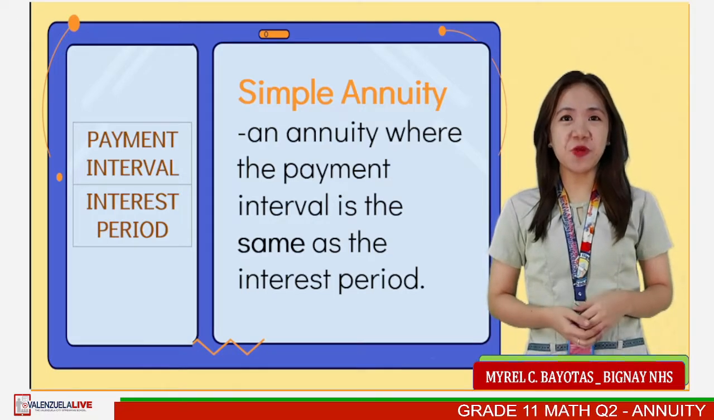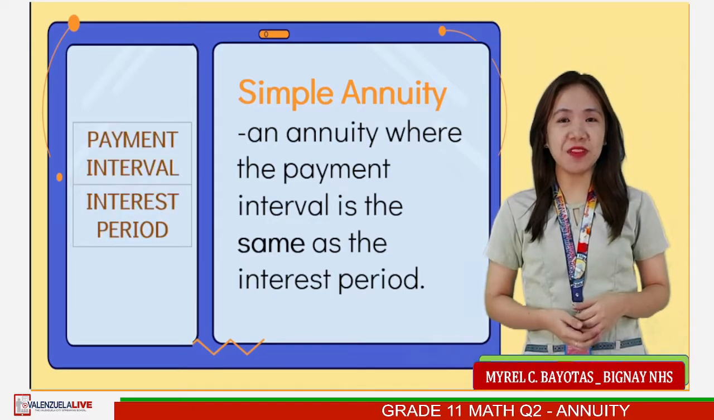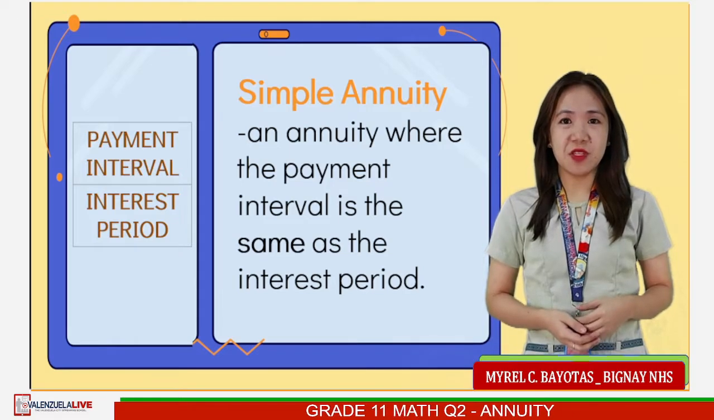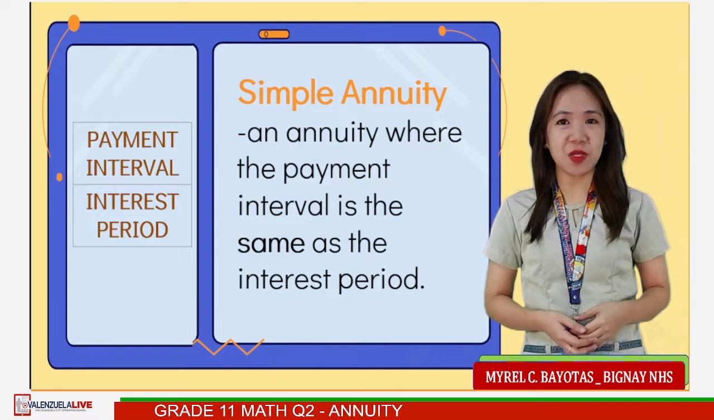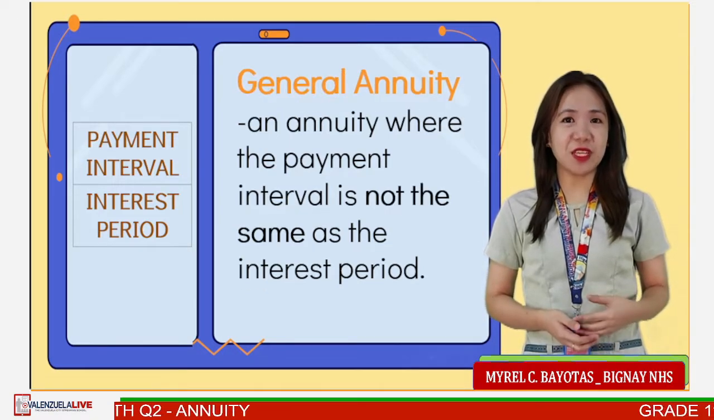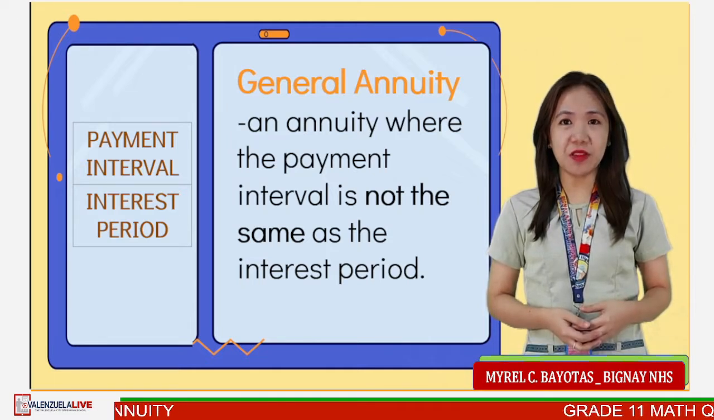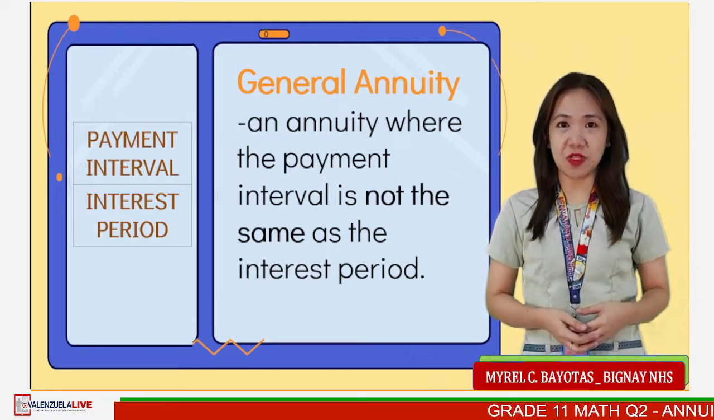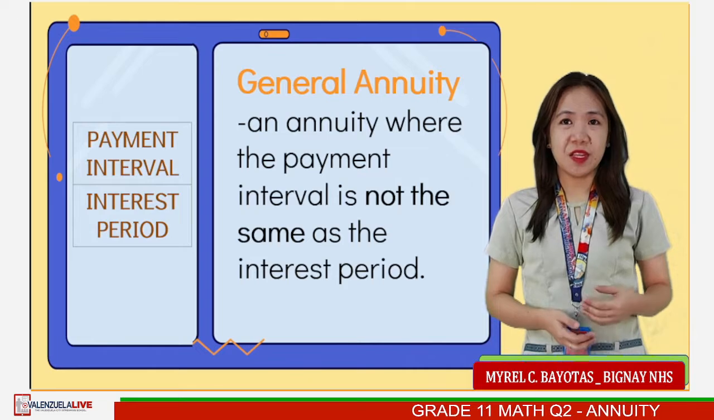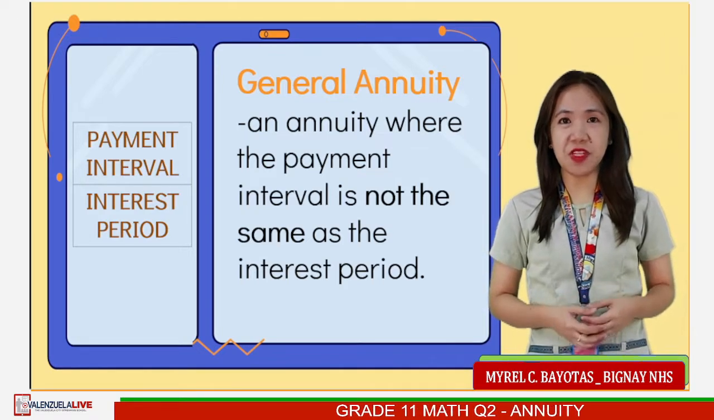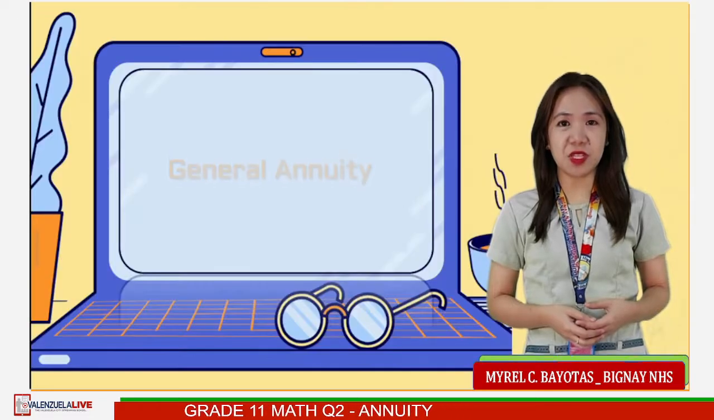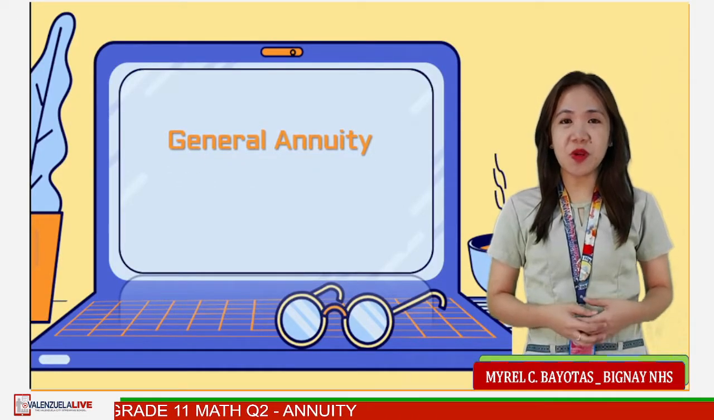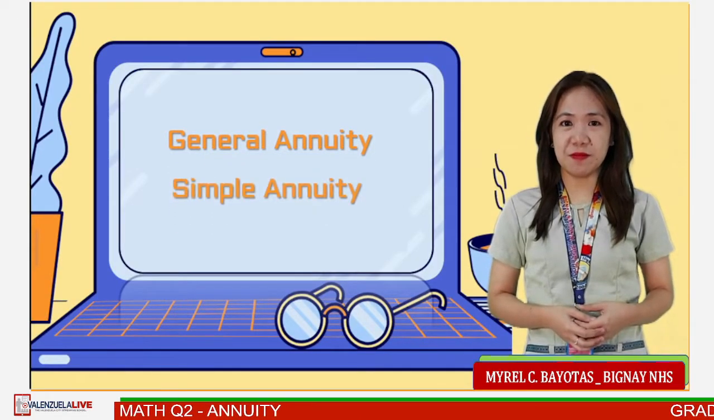Again, the first two are classified according to payment interval and interest period. Simple annuity is an annuity where the payment interval is the same as the interest period. General annuity is an annuity where the payment interval is not the same as the interest period. Let's see if you understand the definition clearly. Kindly type general annuity if you think the given suggests so. Otherwise, write simple annuity.